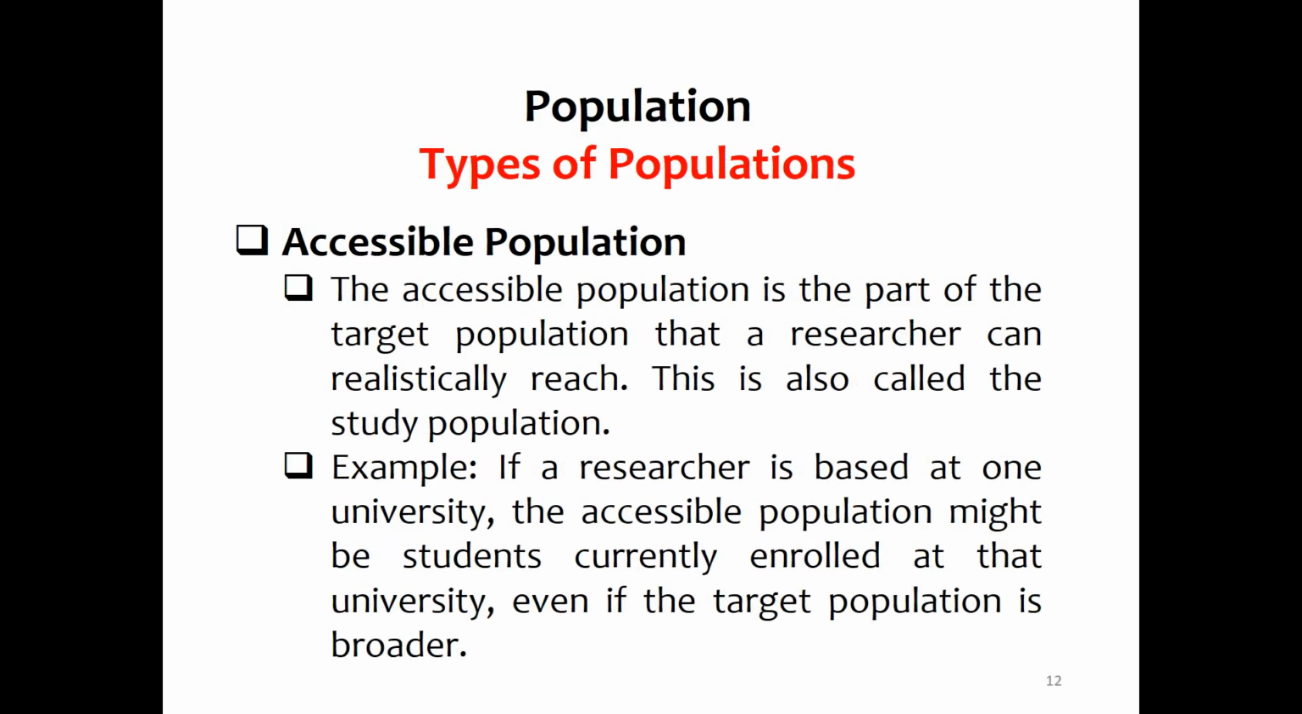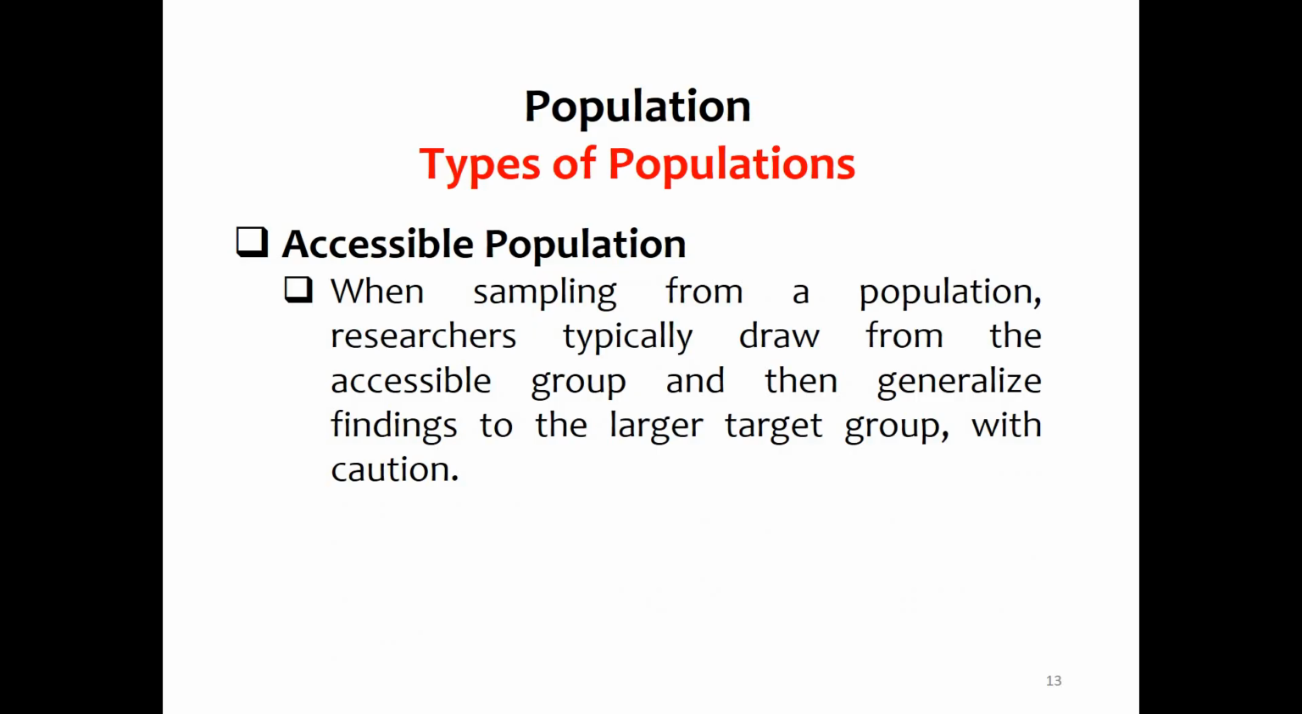Accessible population. It is a part of the target population. The researcher has the ability to access the population. An alternative term for accessible population is study population. As an example, if a researcher is based at one university, the accessible population might be students currently enrolled at that university. Your sample is drawn from the accessible population.